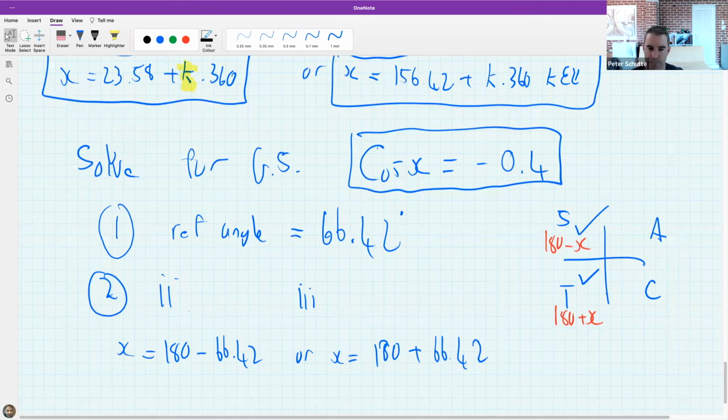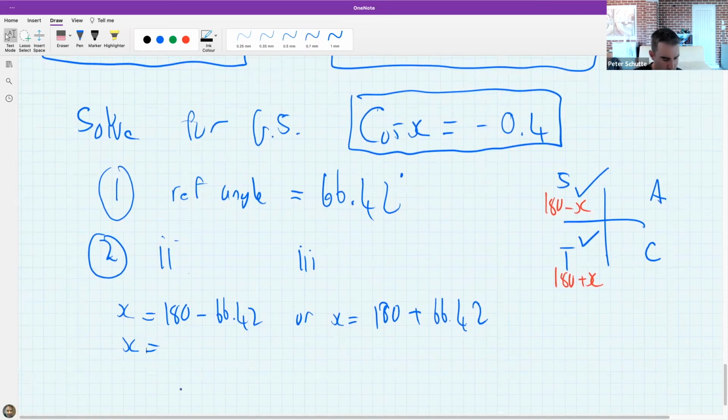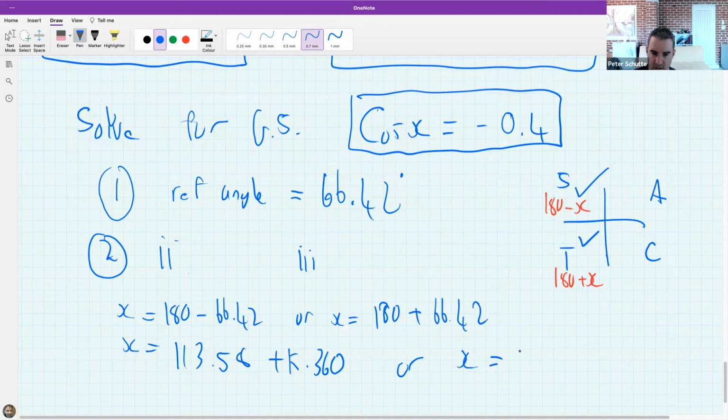Okay, good. All right. Now, in order to get x, the answer here, this is going to be 180 minus 66.42. And so I get 113.58. Or, in fact, I'm going to go straight to the general solution. So plus k times 360, or x is equal to 180 plus 66.42, which is 246.42 plus k times 360, where k is an element of the integers.